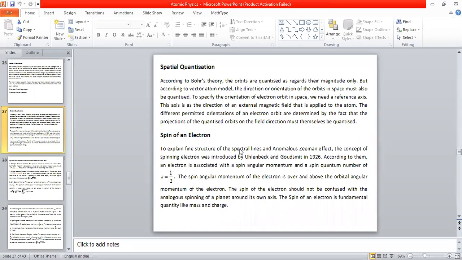It all actually goes back to two people. Uhlenbeck and Goldsmith were the two persons who actually introduced the concept of spin. The concept that the electron has spin as a property was first explained by Uhlenbeck and Goldsmith in the year 1926.